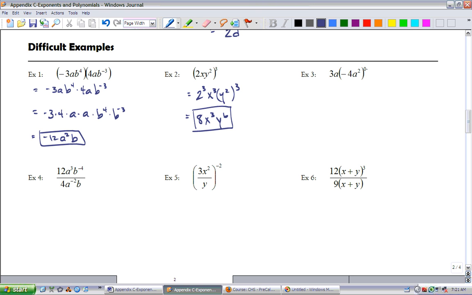Next one, notice we have a 0 power. That's the first thing that catches my eye. So I would say 3a times 1. No matter how complex this looks inside here, the whole thing's to the 0 power, so it's going to be 1. So this one just equals 3a.